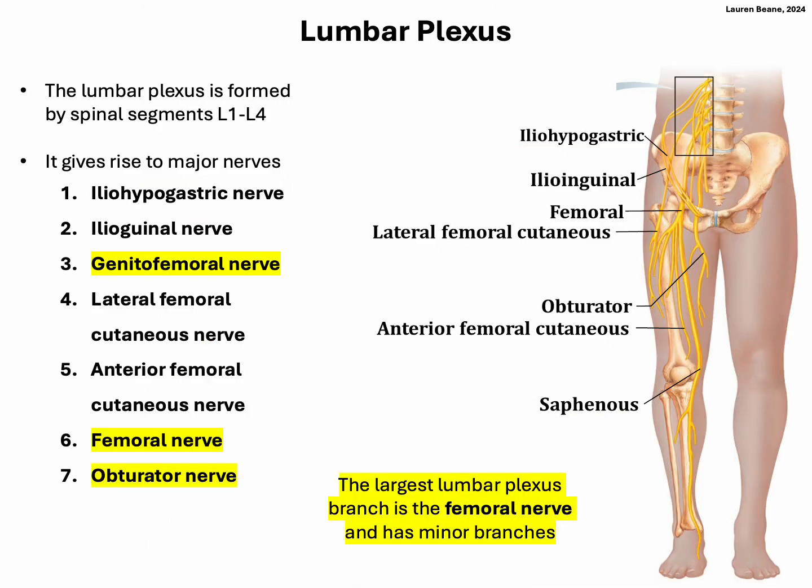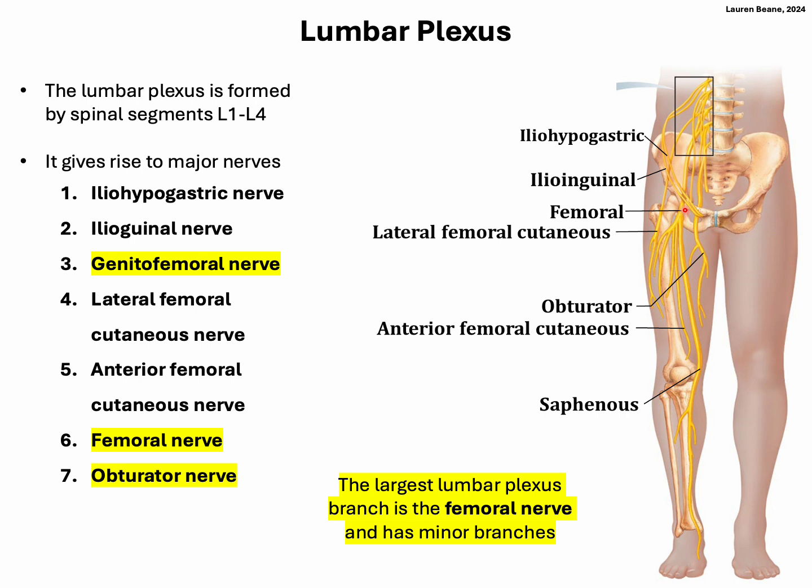Now moving to the lumbar plexus. This involves spinal segments L1 through L4. And here we can see the major nerves which make it up. I'm going to talk briefly about most of these. We're not going to worry about too much detail. One of the most significant ones is the femoral nerve because it is the largest in the lumbar plexus. It also has many branches that come off of it.